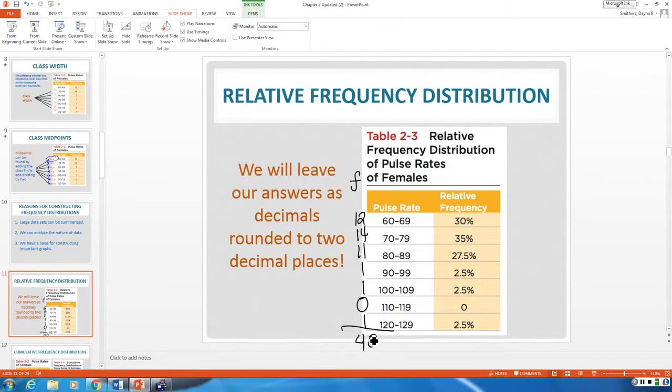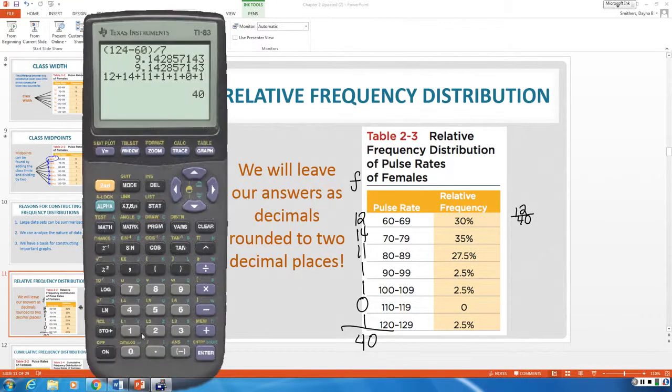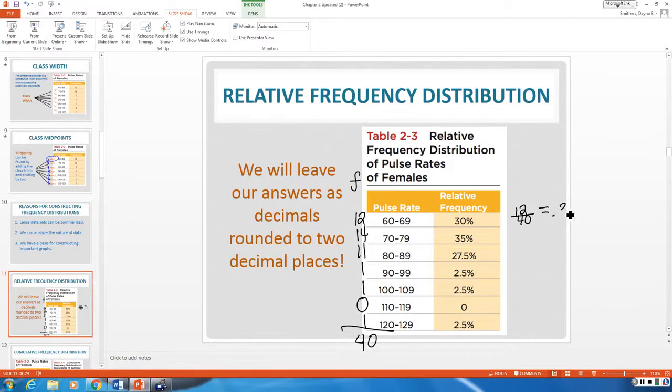So, okay, how do I get the relative frequency? You're going to take the frequency for that class, and you're going to divide that by the total number. That gives you your percentage. So let me show you. Bring back out your calculator. 12 divided by 40. That gives us what? 0.3.